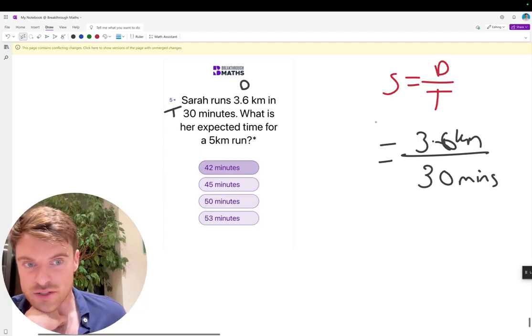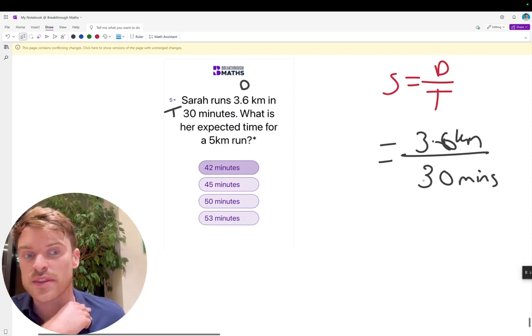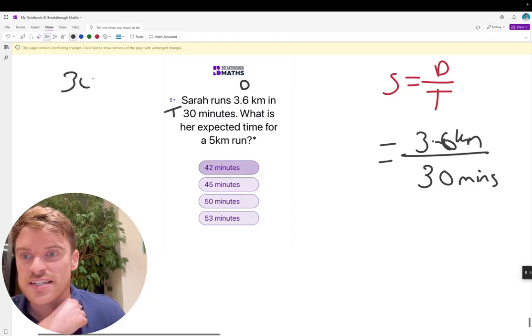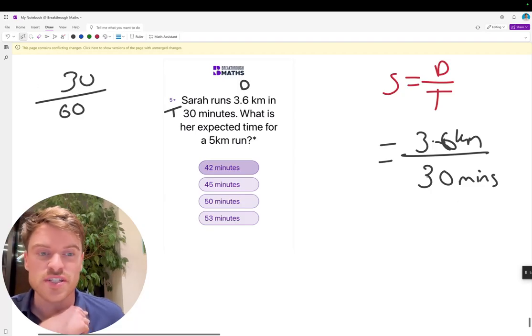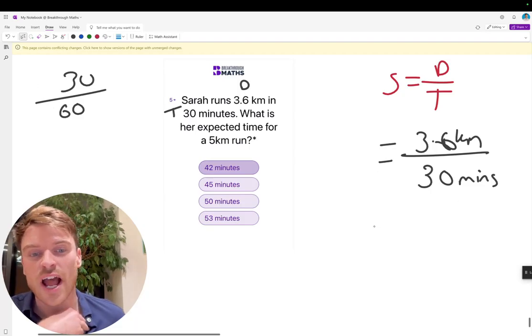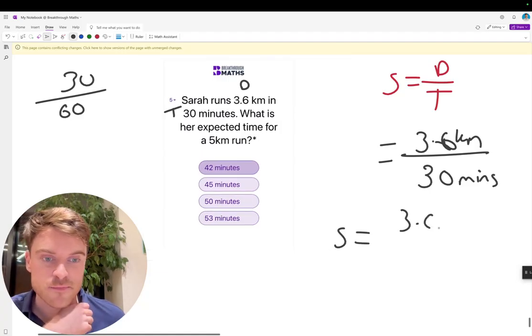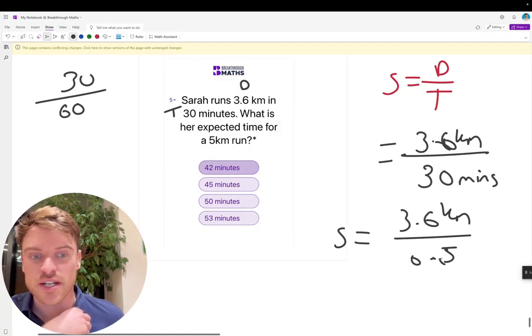You could put this, if you want to bring it to hours, because we've been doing all evening putting minutes into hours, right? So what's 30 over 60? What's half an hour? It's a half. So our speed here is 3.6k divided by 0.5. That's a half. So that's our speed per hour.